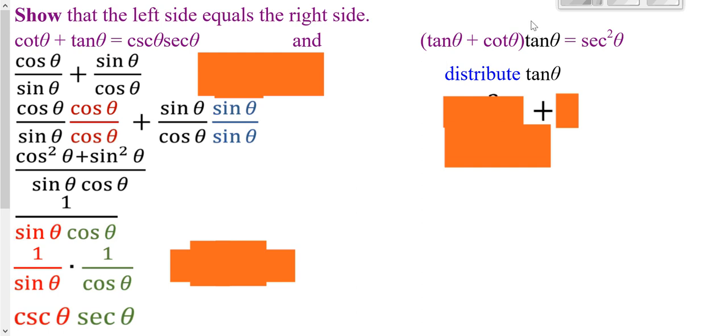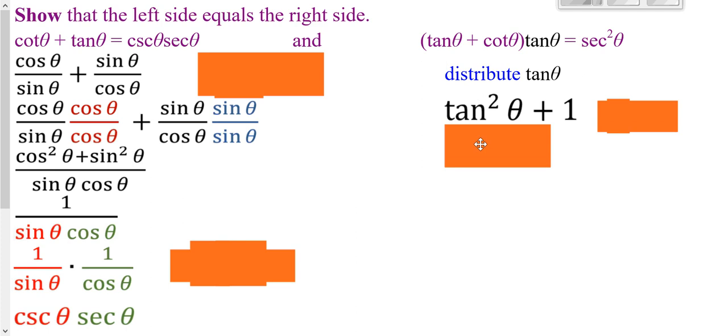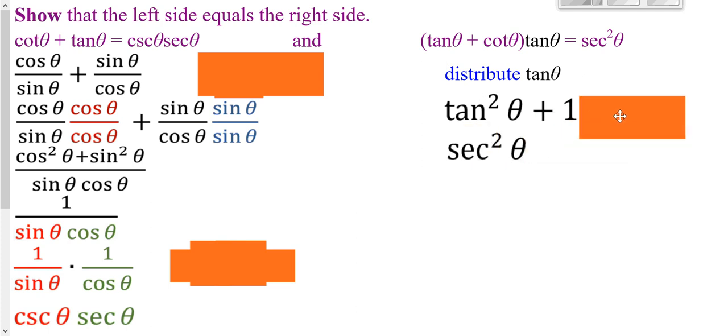I would probably go ahead and distribute my tangent through. Tangent times tangent would be tangent squared. Tangent times cotangent: these are reciprocals, and remember, when you multiply reciprocals together, you just get 1. Oh, now this is a squared, so a Pythagorean theorem identity should help us. And a tangent squared plus 1 is our secant squared from our Pythagorean theorem identities.